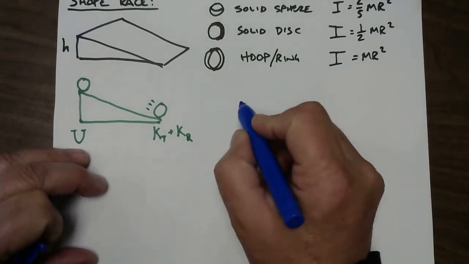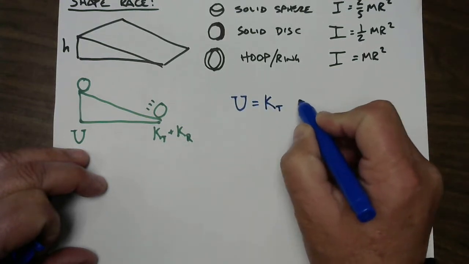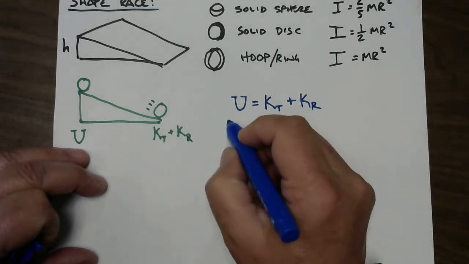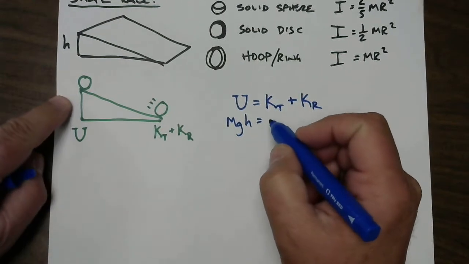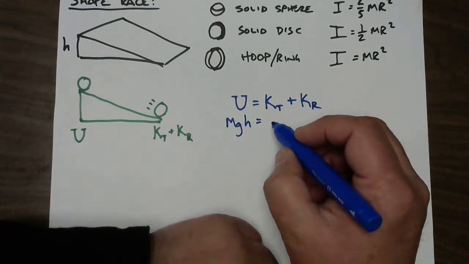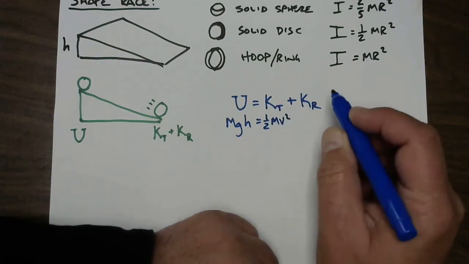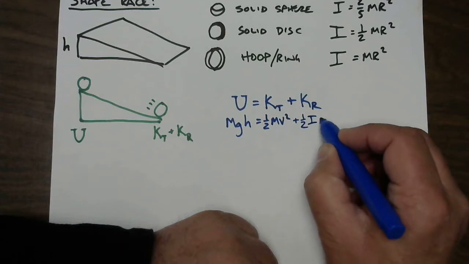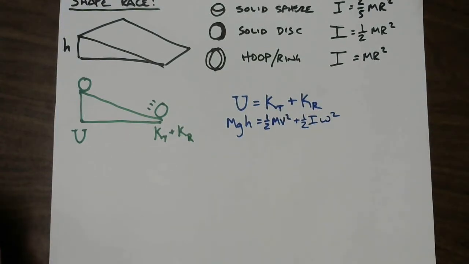Okay, so what's going to happen is we're going to say that the potential energy turns into a combination of translational and rotational kinetic energy. And m times g times h is the potential energy at the beginning of the problem. 1/2 mv squared is the translational kinetic energy, and 1/2 I omega squared is the rotational kinetic energy.